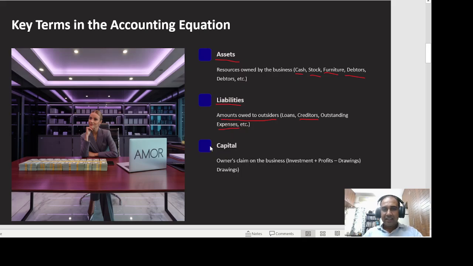Capital. Capital is very simple, guys. It is the owner's claim on the business. Whatever amount, if I am the owner of the business, I have invested in the business, that will be called capital. Capital is the amount invested, plus, once I invest the amount, I expect some profit or losses. So any profit will get added to this, less any drawings. If it is a loss, it will be deducted. Clear, guys?